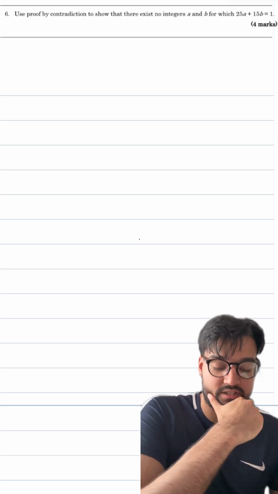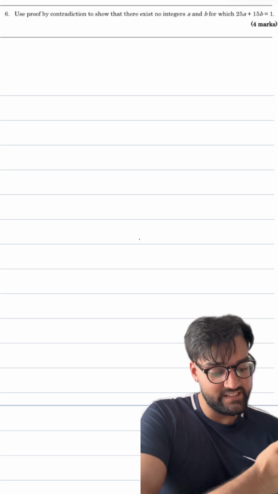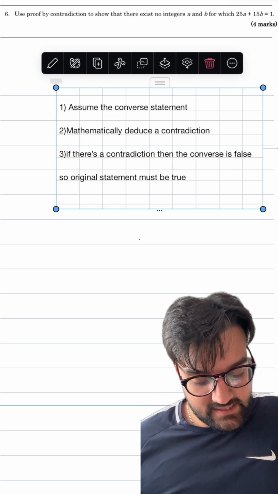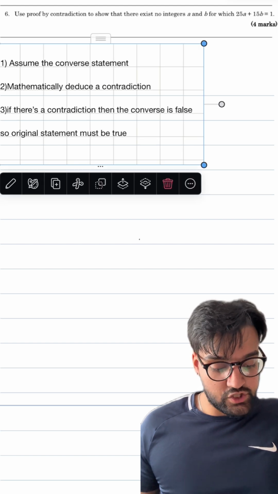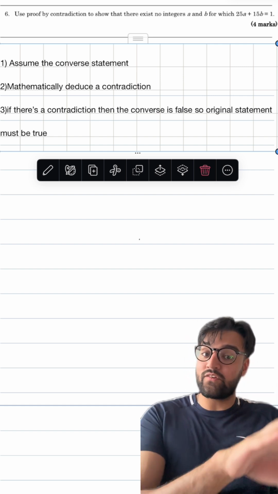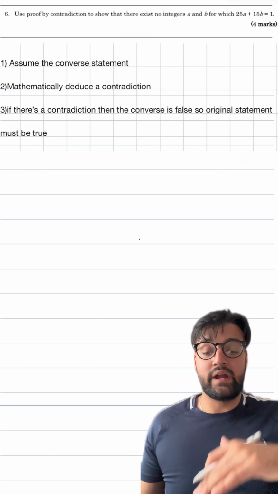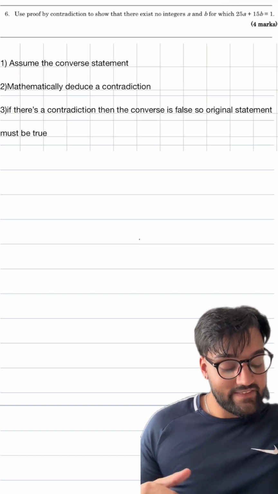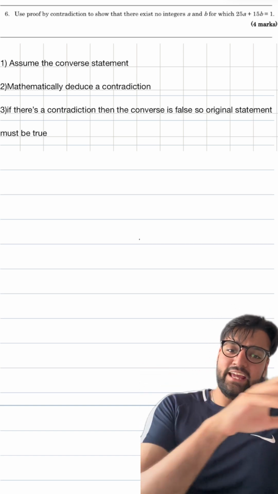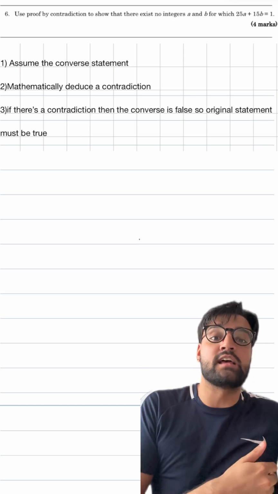Today, we have a question such that we have to prove that there are no integers a and b for which 25a plus 15b equals 1. So, quick breakdown on what proof by contradiction tests. The framework is that we have to assume the converse statement, which is the opposite. We assume that whatever we're trying to prove is not true. Once we've assumed it's not true, we have to mathematically deduce that our assumption of it not being true is wrong, basically. And if our negative assumption is wrong, then our original statement must be true. All right, this is how you would go about it.